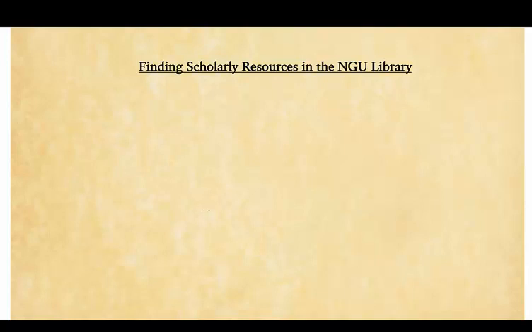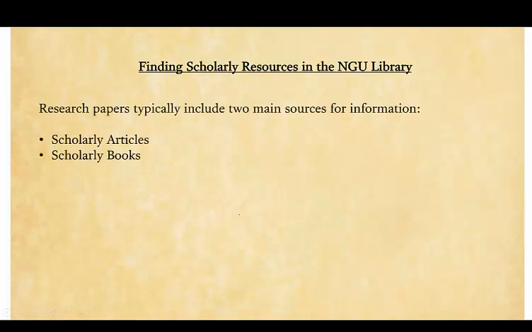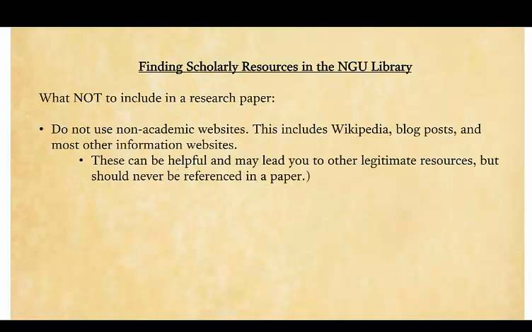So, two things you do want to include. You're looking for scholarly articles and scholarly books. Keyword here is scholarly, and the North Greenville website is a treasure of these two things. Before we go to the website, let me quickly say, don't include these non-academic websites. Okay, don't include Wikipedia, blog posts, and these general information websites.